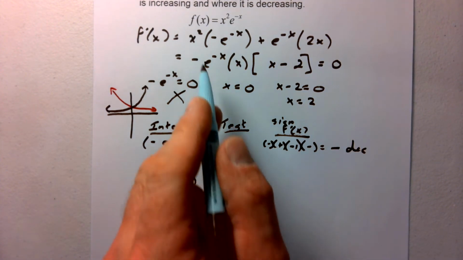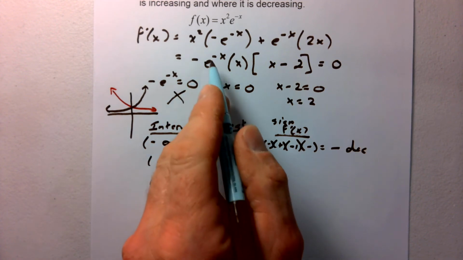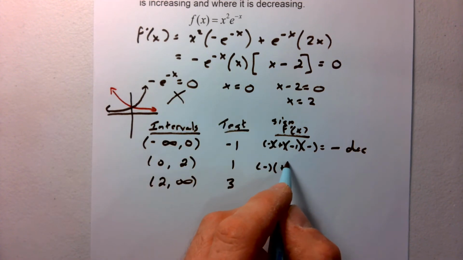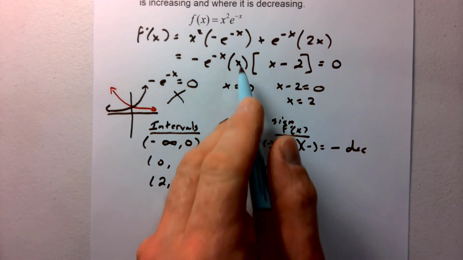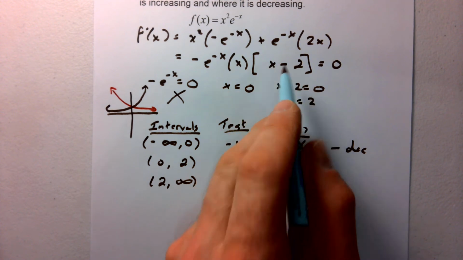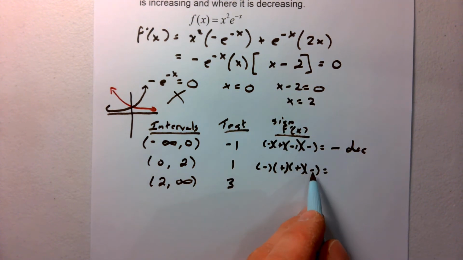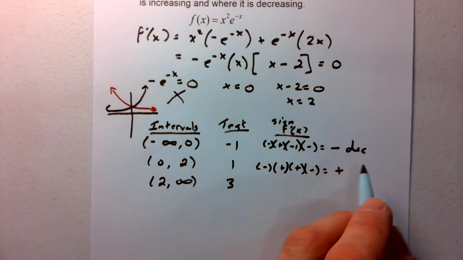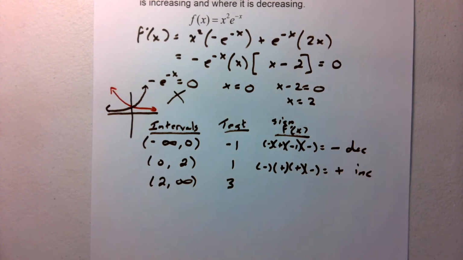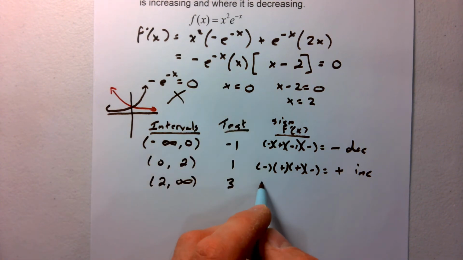If I plug in 1, again, I have that negative out there. So I have a negative. E to the negative x is always going to be a positive. If I plug in 1, that's going to be a positive. And then 1 minus 2 is a negative. So I get a negative times a positive times a positive times a negative, which is positive. That tells me the function is increasing. And if I plug in 3, I'm going to have a negative times a positive.